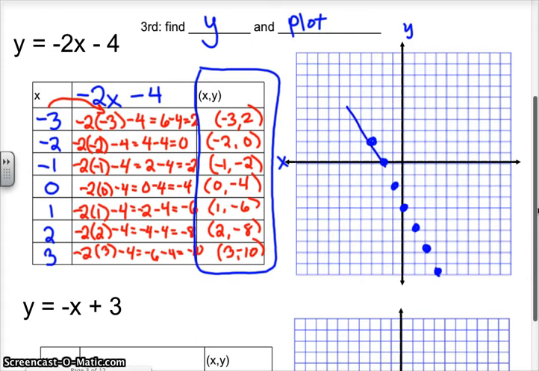And then you connect it with a line, and your line must have arrows, and it must extend past the points. If you don't, it's wrong. That's just known as a line segment. A line, you show that it goes to infinity in both directions. Okay?